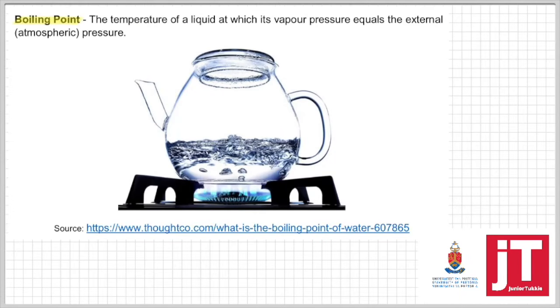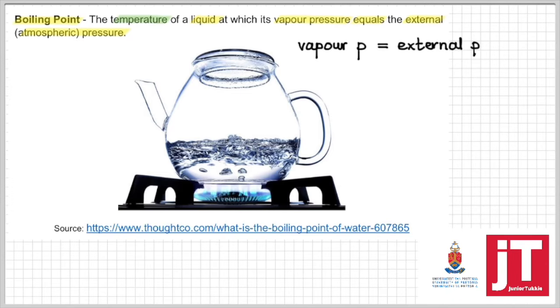Boiling point is the temperature of a liquid at which its vapor pressure equals the external pressure, also known as the atmospheric pressure. To make better sense of this, I'm going to use water as an example. If we take water and put it into a kettle or pot and heat this up, the water eventually reaches a point where its vapor pressure is equal to the external pressure, or the pressure of the atmosphere that surrounds it. The temperature at which this happens is called the boiling point.